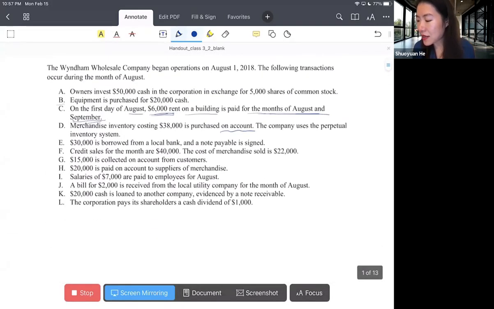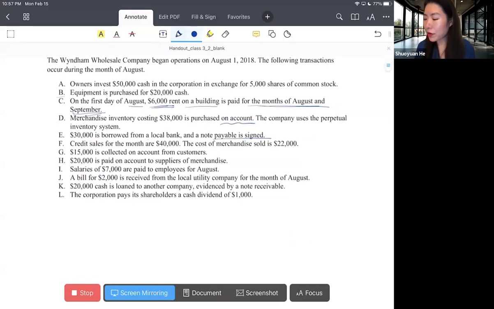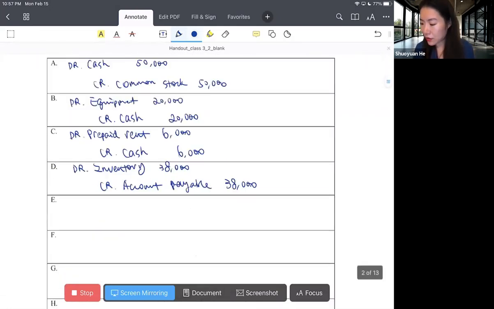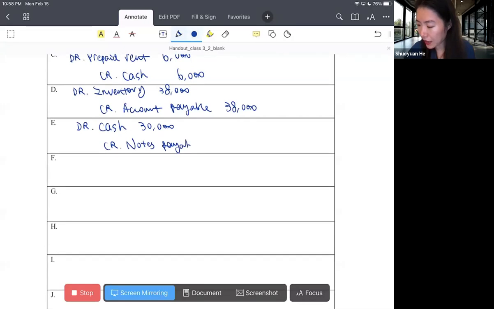Next one, 30,000 is borrowed from a local bank and a note payable is signed. So the company borrowed 30,000, so cash increased by 30,000. At the same time, a note payable is signed. So this is a liability for the firm, which is a note payable. So number E, debit cash 30,000, credit notes payable 30,000.